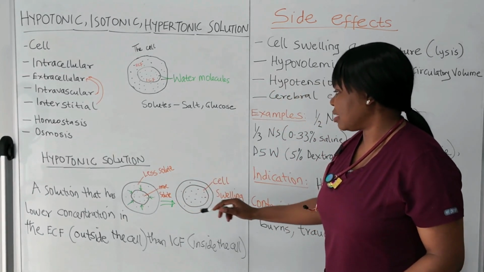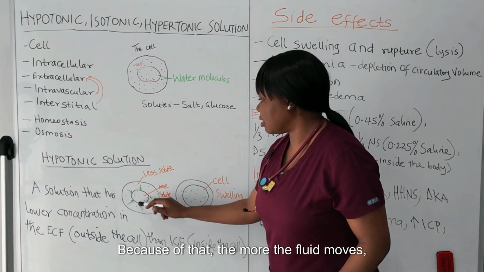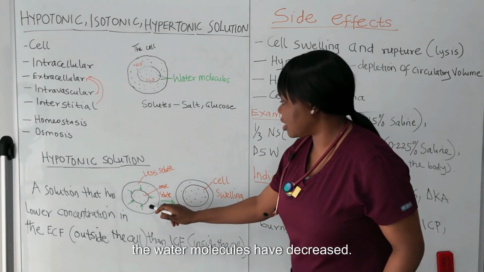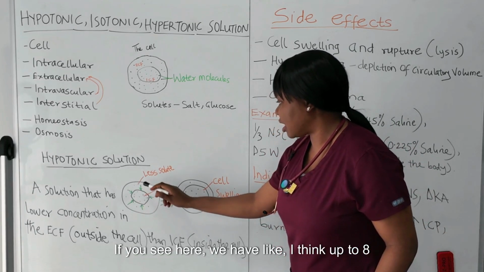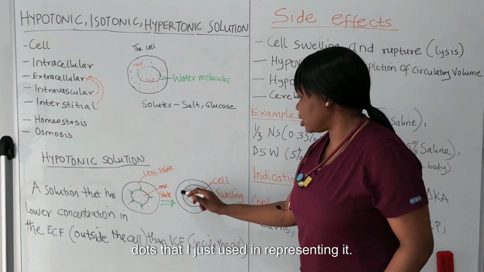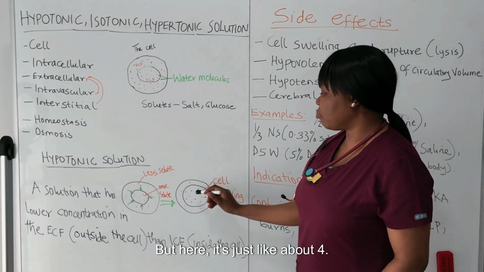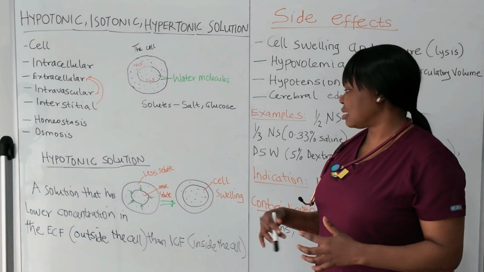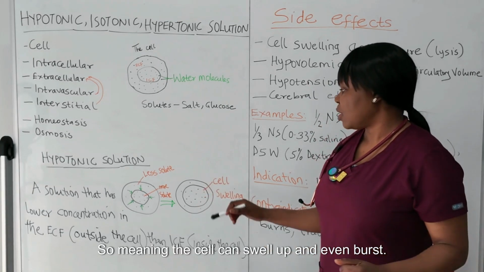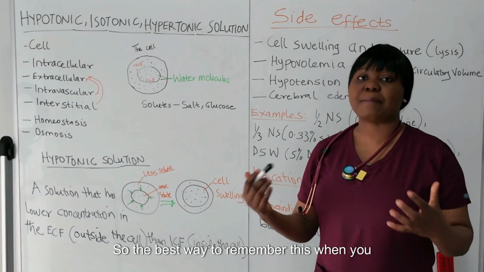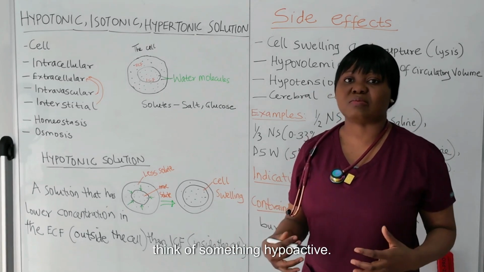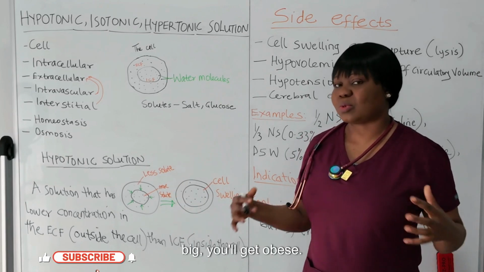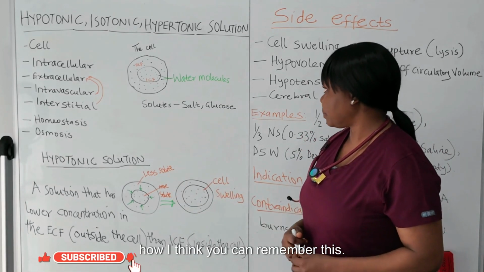Because of that, the more the water molecules move, notice here the water molecules have decreased. Here we had up to 8 dots that I used in representing it, but here it's just about 4. Others have moved into the cell. So the more it moves in, the cell swells up. Meaning the cell can swell up and even burst. The best way to remember this: when you say hypotonic, think of something hypoactive. When you are not active, you are likely going to get big, you'll get obese. That's how I think you can remember this.